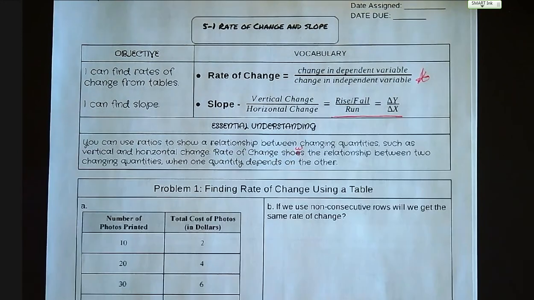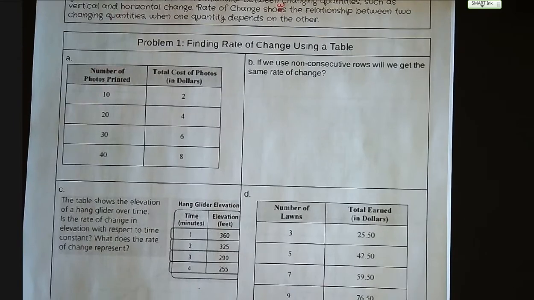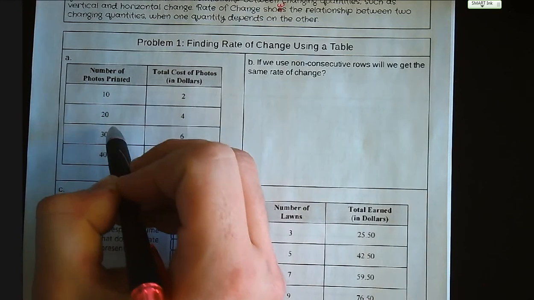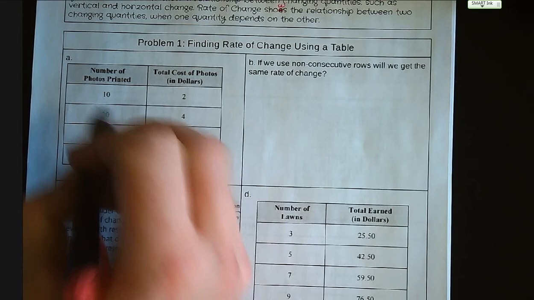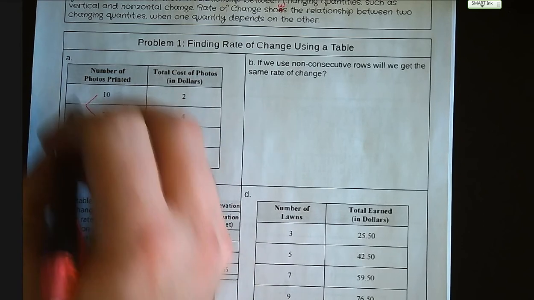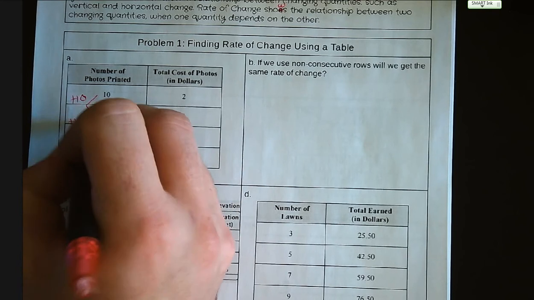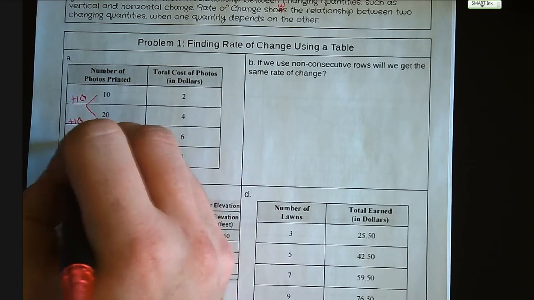So if we slide our page up and we take a look at problem number 1, finding the rate of change using a table. Our first example there, we have numbers of photos printed and the cost of the photos in dollars. So to use a table, let's just look from one line to the next. What is happening to each of our values? On the number of photos printed column, we are adding 10 for each of our increases. So we just find that first difference there. This is called the first difference.